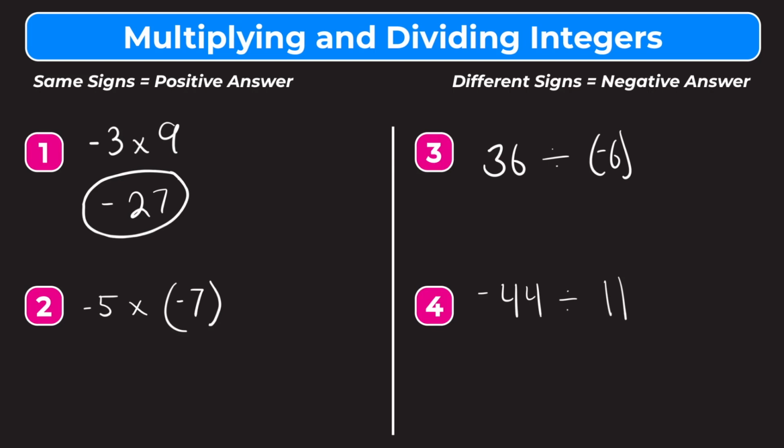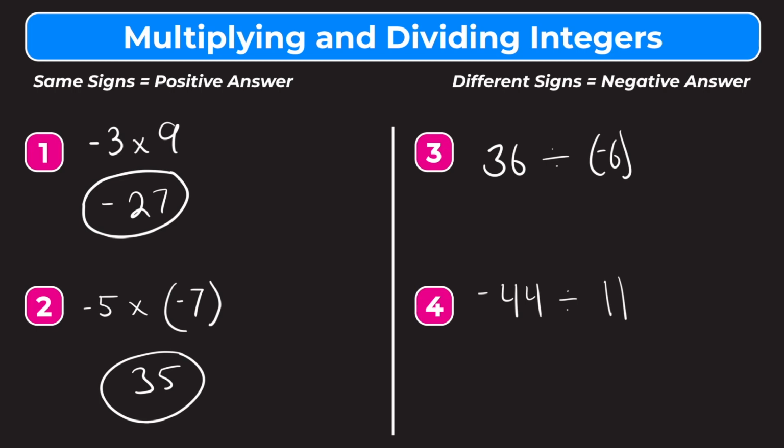So number 2, we have -5 times a -7. So again, I would do this as if both of our numbers are positive to start. So 5 times 7, that would equal 35. And then we look at the signs of our original numbers, and we have a -5 and a -7. So those are the same. So same signs means a positive answer. So our answer stays positive as 35.